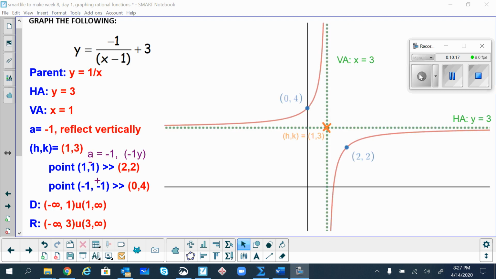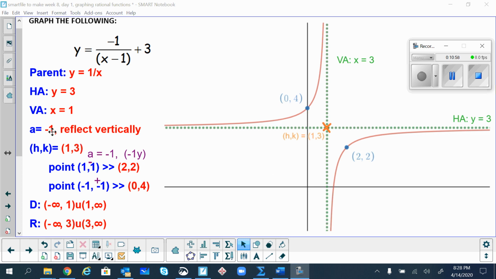You notice that the parent function will be 1 over x, and the parent function normally would be in the first and the third quadrant. Looking at our function here, we notice that this is our k value, so we know that our horizontal asymptote will always be y equals k. So here it is drawn on my graph in green, horizontal asymptote, y equals 3. The vertical asymptote is always x equals h, so x minus 1, so h equals 1. So my vertical asymptote is x equals 1. So here's my vertical asymptote drawn in. And we're just estimating where these lines are.